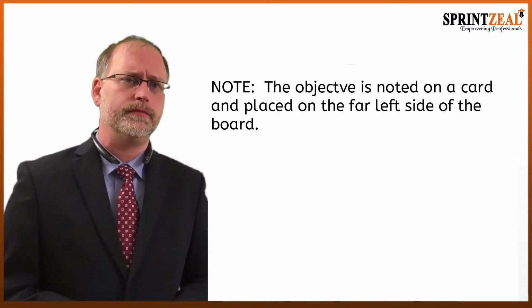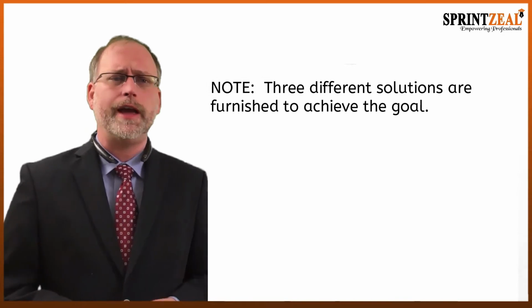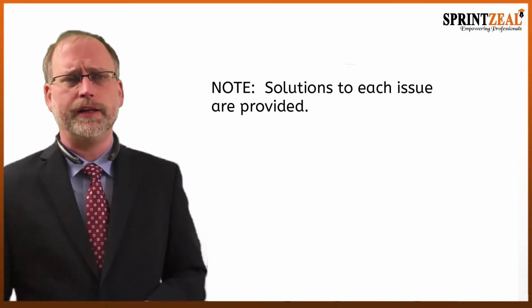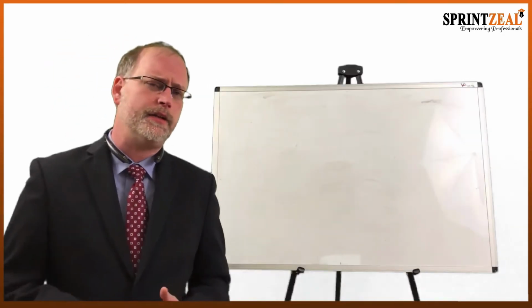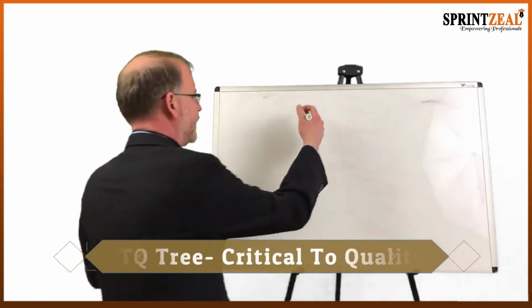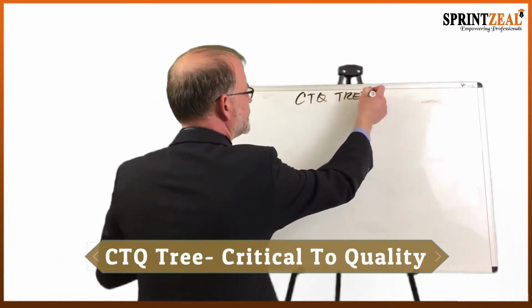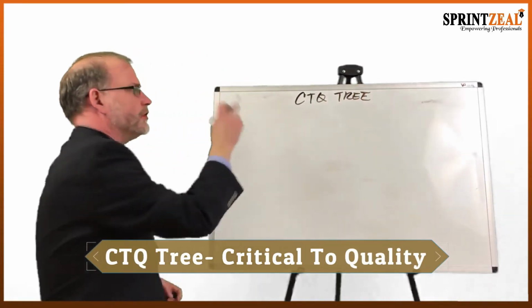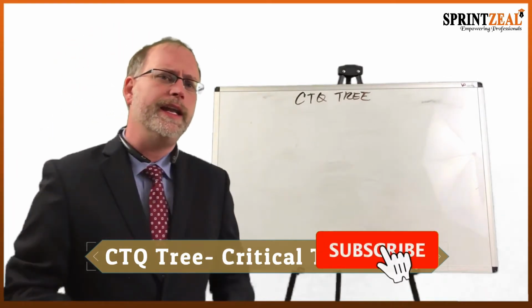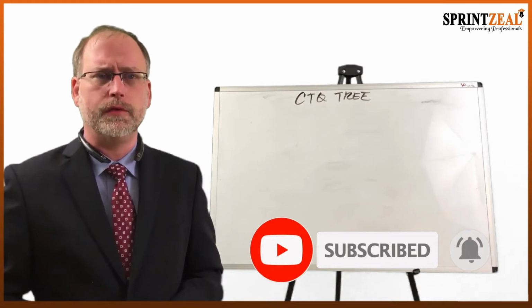of the board. And then we have 3 different solutions furnished to achieve each goal, and the solutions for each goal are provided. Now we did kind of talk about this earlier in the define phase, something called a CTQ tree. And a CTQ tree stands for critical to quality. And it's the same kind of idea in terms of what we're trying to solve a problem for.